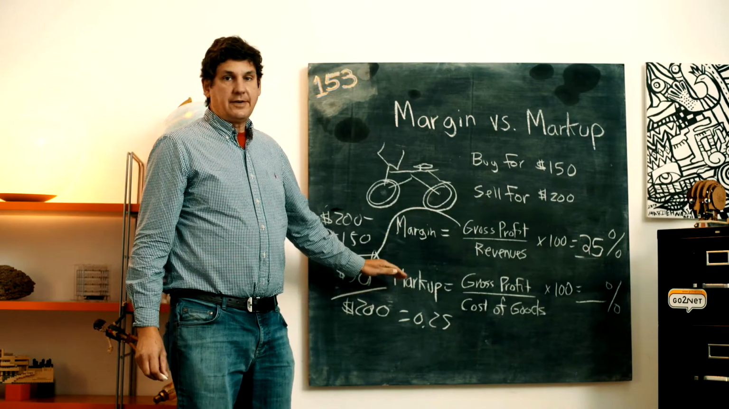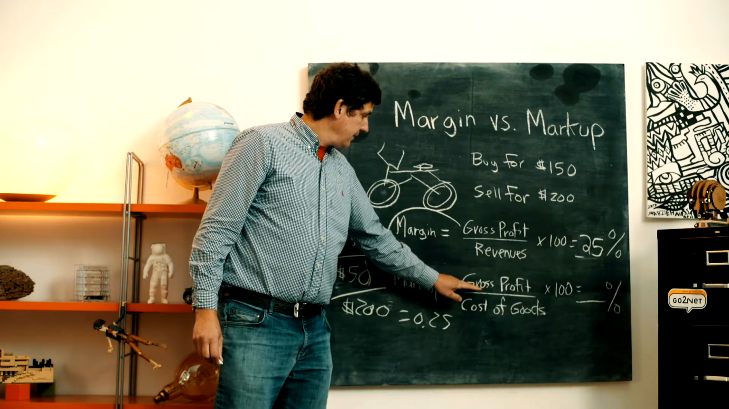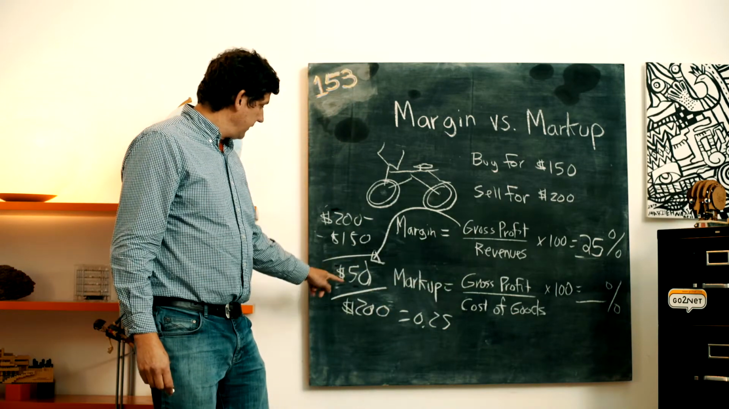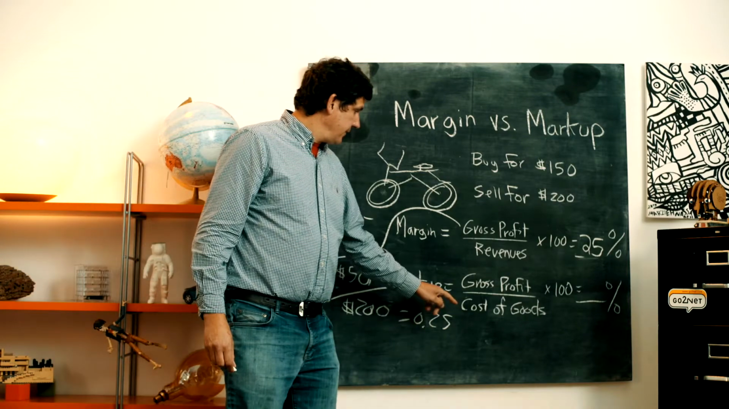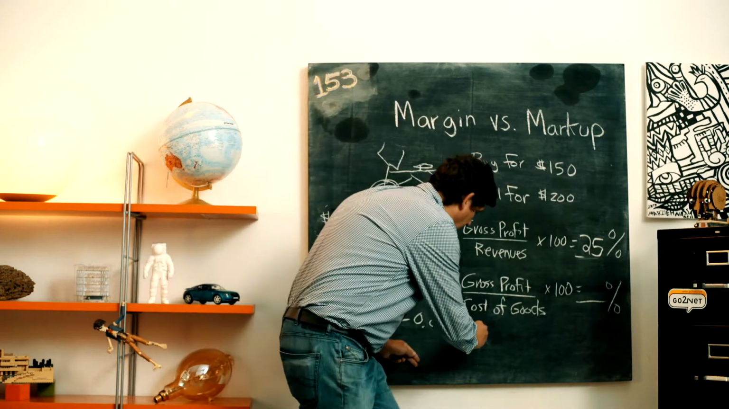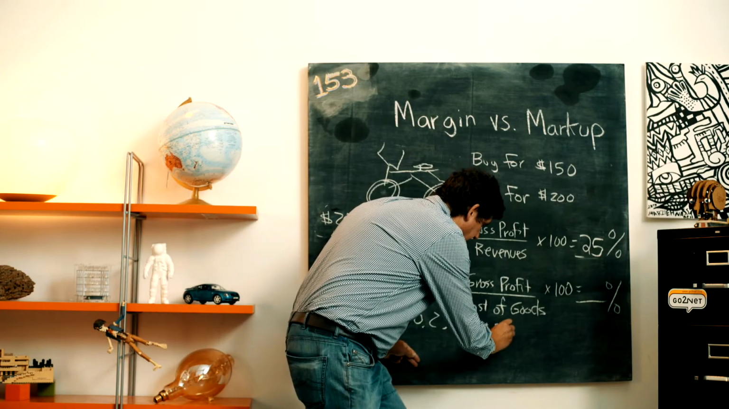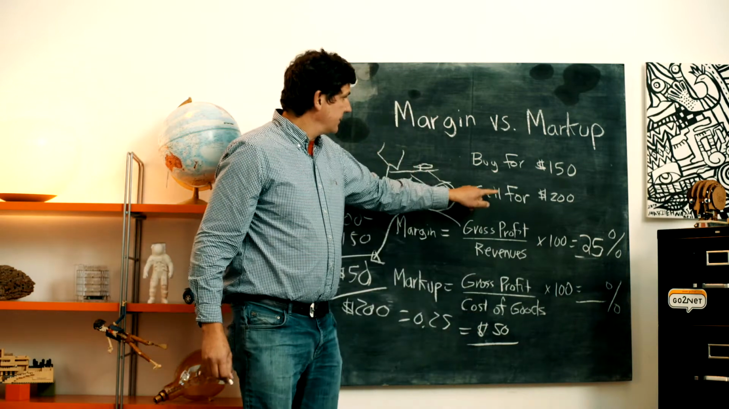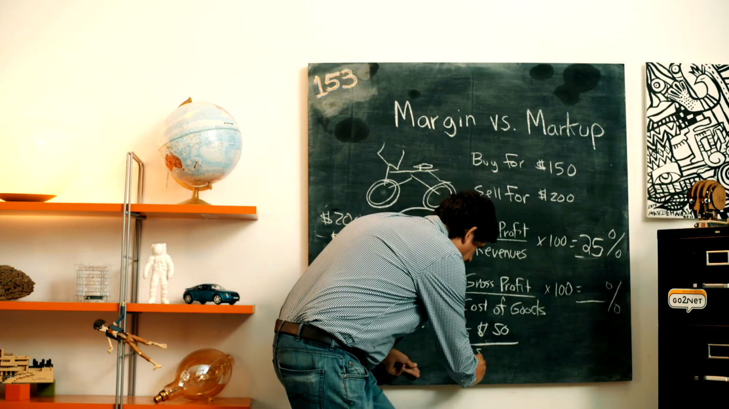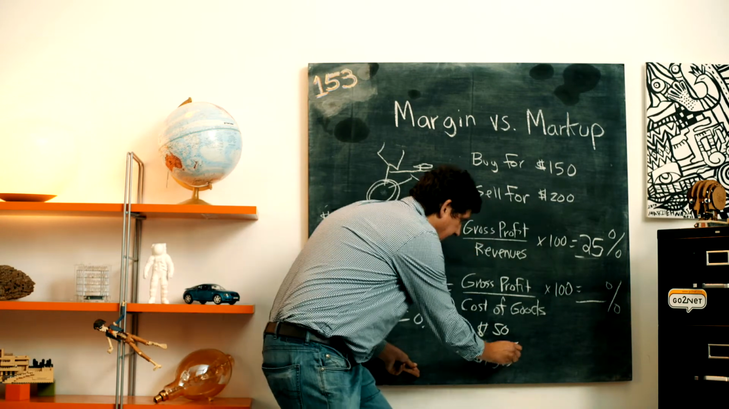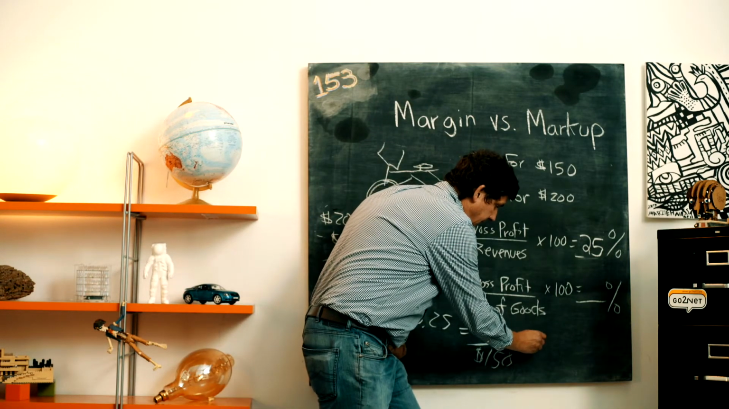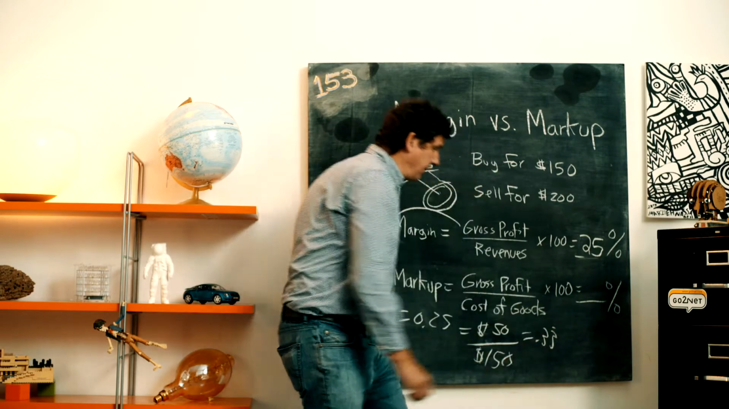The markup is a little bit different. The markup is the gross profit divided by the cost of goods. So the gross profit we've already calculated here is $50. The only difference is instead of dividing by the revenues, we're dividing by the cost of goods. So that would be equal to $50 divided by the cost of goods, which is what we bought the bike for, $150. So that's 50 divided by 150, and that is going to be equal to 0.33, on and on, 0.333.